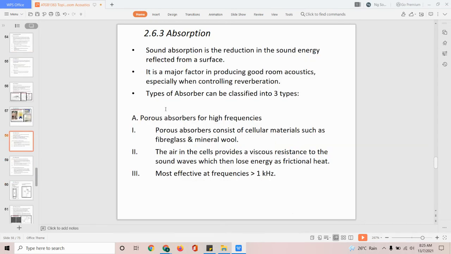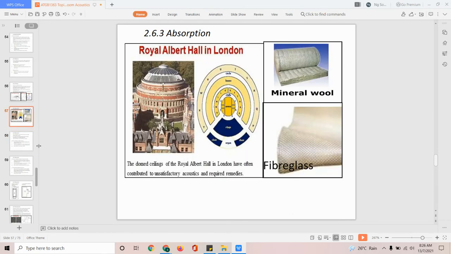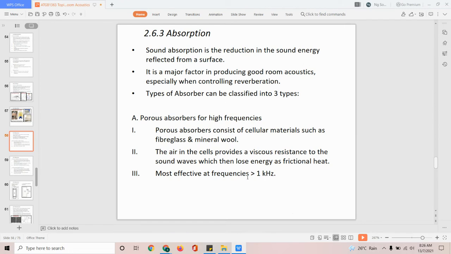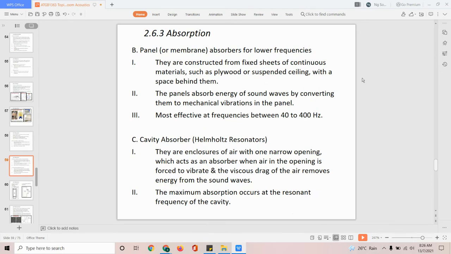Okay, so we actually have three types of sound absorbent. We can have a porous absorbent, which is the mineral wool or the fiberglass. A bit more in depth, they have good effectiveness at a frequency of 1 kHz. And then next we have a panel absorber. Usually this is made from materials such as plywood or a suspended ceiling, and you have a space behind that. This absorbs the energy and converts it into vibration. And they are good for frequencies from 40 Hz to 400 Hz.